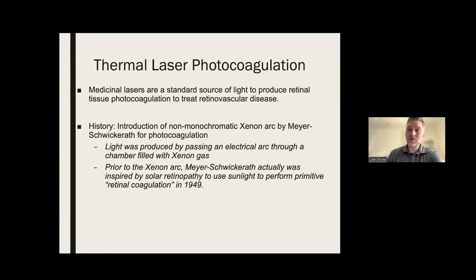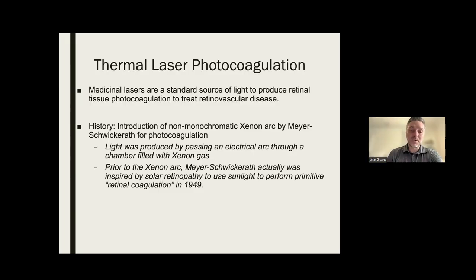So thermal laser photocoagulation therapy, medical lasers are a standard source of light. They've been used since the 70s to treat some retinal vascular disease. I think the first DRS study was in 1970 that proved the benefit in diabetic disease in the back of the eye, that photocoagulation laser is of benefit.